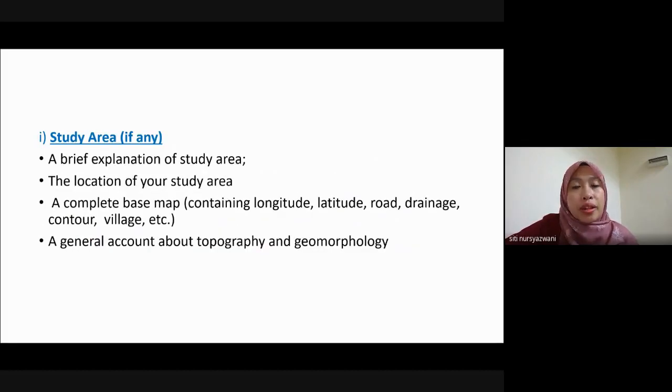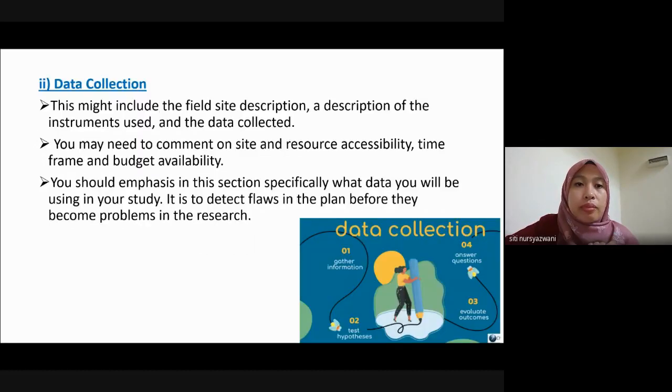Okay, so yang perlu ada contohlah ni if any, study area, a brief explanation of study area, location, okay, kalau boleh ada base map yang ada details lah dia punya latitude, longitude, okay, general account about the topography and also geography. Okay, untuk data collection pula, this one might include the field site description. Macam tadilah site, lebih kurang tu lah site description, a description of instrument use and also data collected.